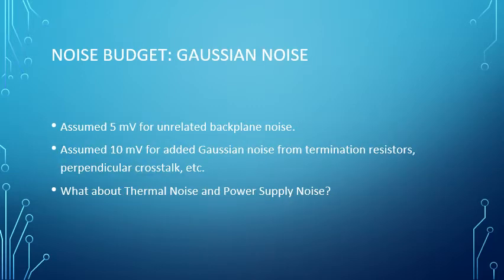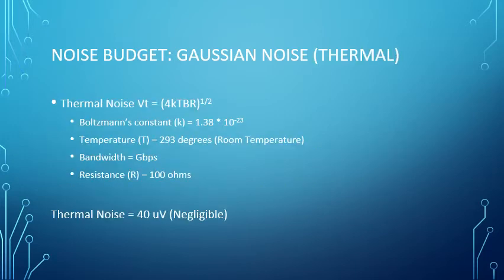However, our noise calculations are not done there. We still need to calculate Gaussian noise. We would assume that we had a 5 millivolt unrelated backplane noise, and 10 millivolts added Gaussian noise from termination resistors, perpendicular crosstalk, and other symbols in the design. But what about thermal noise and power supply noise? Let's talk about thermal noise.